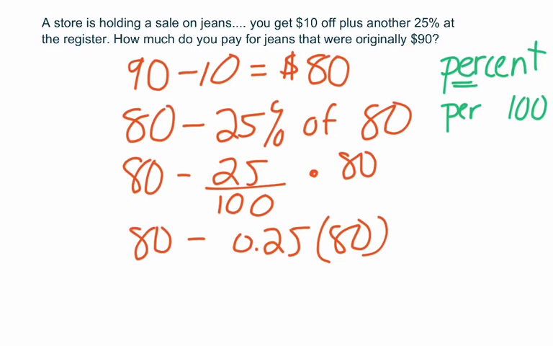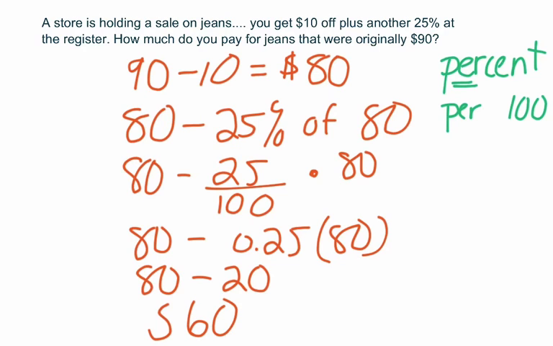So percent means out of 100, which means whatever your percentage is, over 100. That's how you get the denominator: per 100, 25%, 25 per 100. And then I prefer to use the decimal. You're welcome to use the fraction if you want. So in order to figure this out, we would do 80 minus 25%, or 0.25, of 80. That's going to be 20. And 80 minus 20 is 60. And so the final answer to that problem is $60.